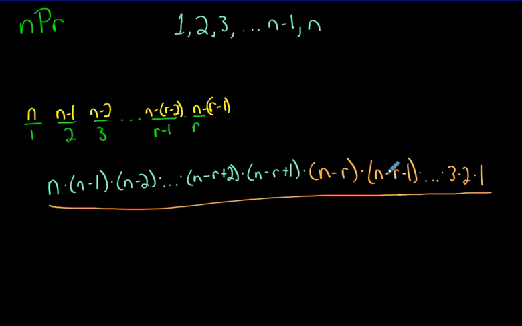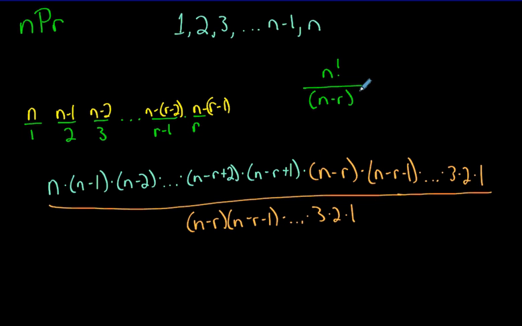Okay, so since I multiplied by that, I also have to divide by it so I don't change the value. So we've got n minus r minus 1 times dot dot dot times 3 times 2 times 1. Alright, so on the top now, that is the same thing as n factorial. We start at n, we go all the way down to 1. On the bottom, this is n minus r factorial, because we start at n minus r and we go all the way down to 1.